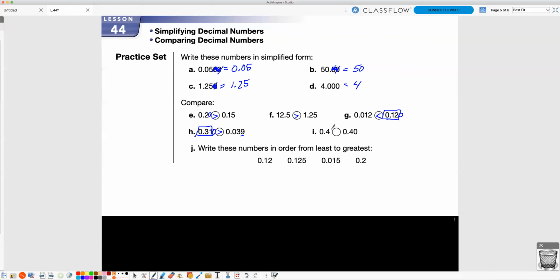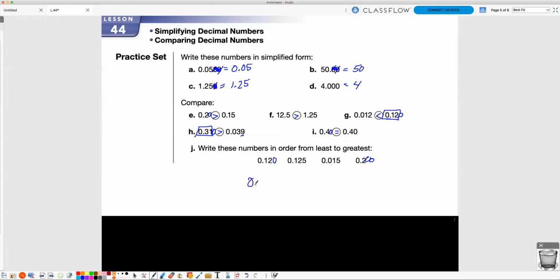Letter I, 4/10 and 40/100. All right, if you noticed, these are equal because if you add a 0 onto this one, it becomes exactly the same as that one. Letter J, write these numbers in order from least to greatest. All right, to do this one, you're going to want to make sure you have the same place values on each of those. So 120, 125, 15, and 200 is what you're thinking about.